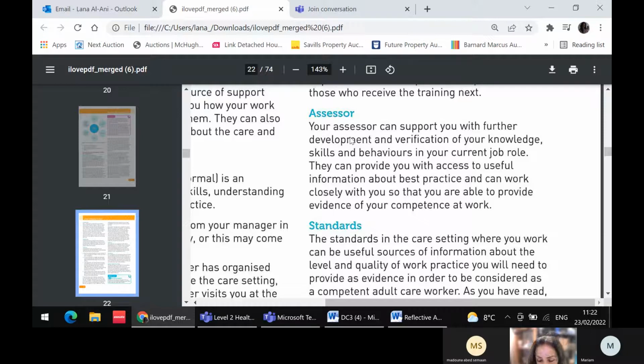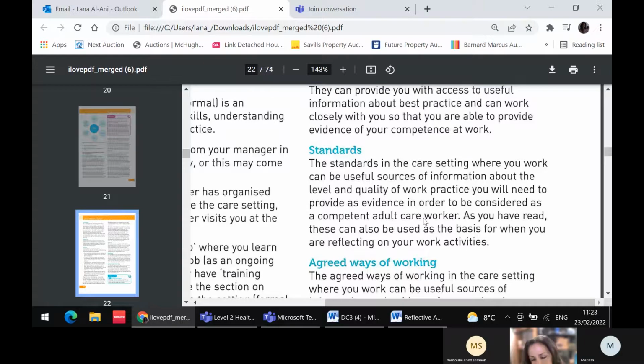We'll tell you what went well in the visit, and they can provide you with access to useful information about best practice. So they can tell you the best way of doing the same thing is by doing this. So they provide you with information about best practice. Always very good and very handy.